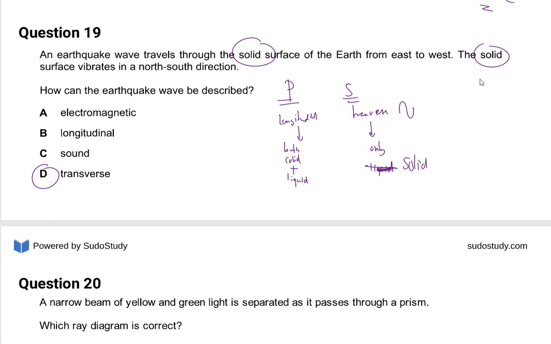Okay, so if you remember the Earth like this, if the earthquake is going from, where is it? East to west. It's saying the solid is vibrating in the north to south direction. North, south direction. Okay? And this is going up and down. Now let's go down.